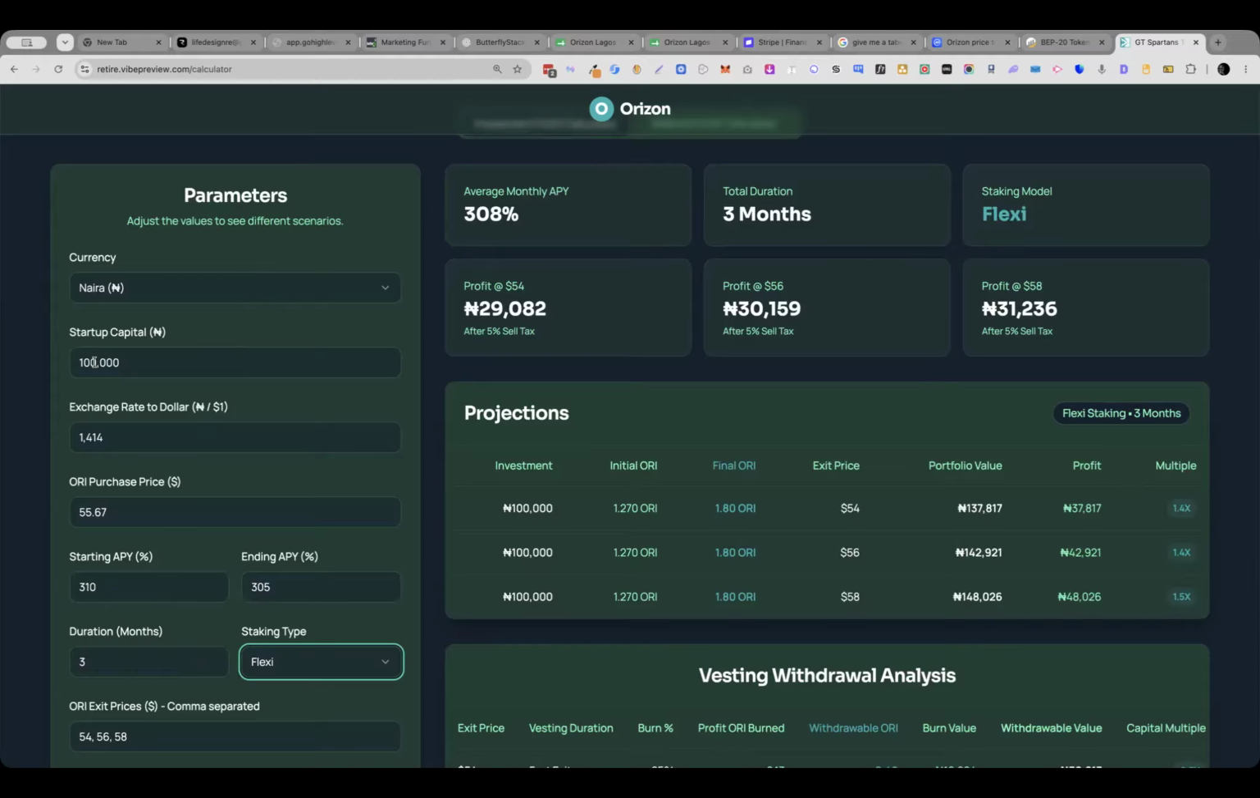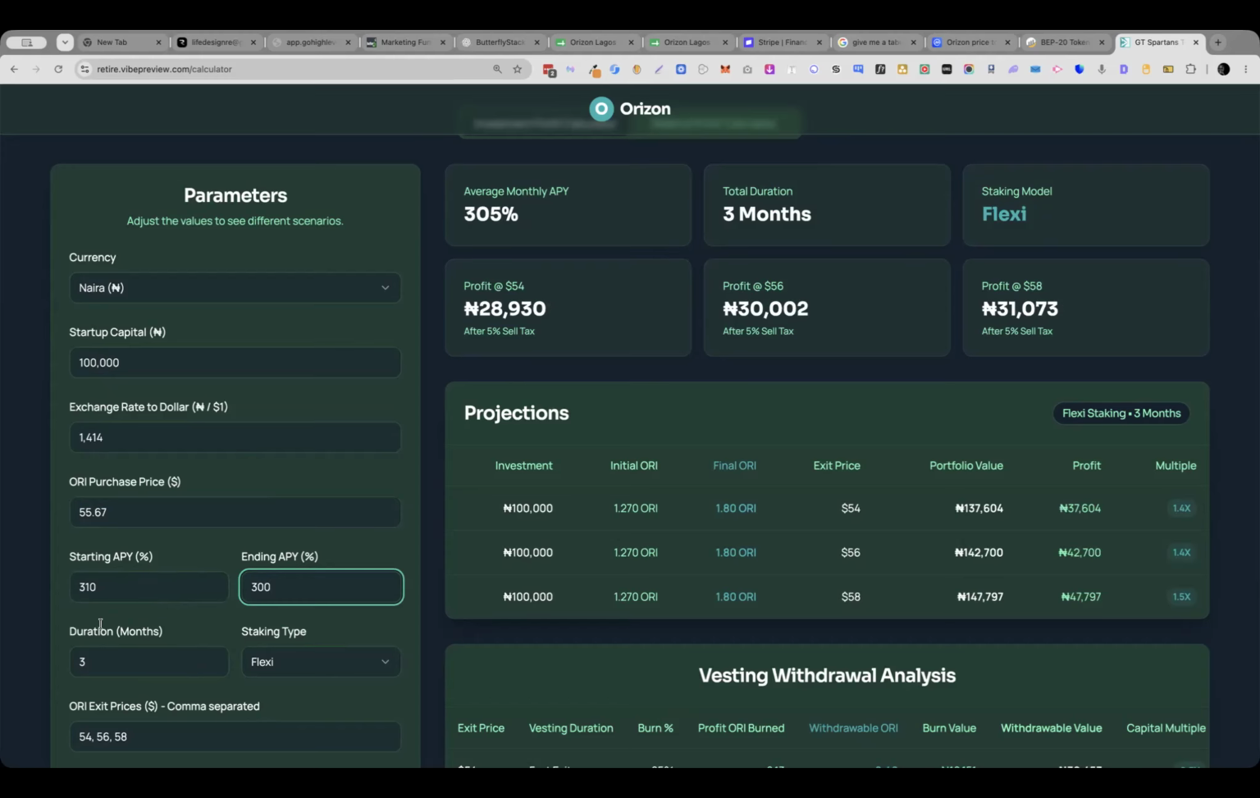And it's 100,000. And that means you bought today. Today is when the price is this 55. This is the potential profit you can take out after 3 months from your 100K on Flexi, where the APY is 310. Again, the APY is not fixed. It can change. I'm just giving a range here. But this is what the current APY is for Flexi.